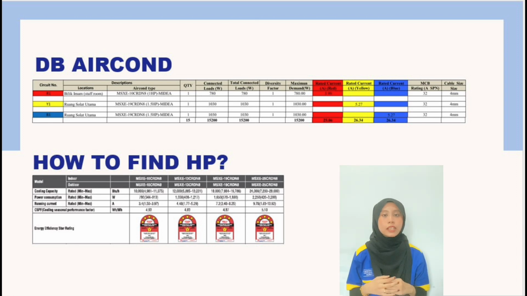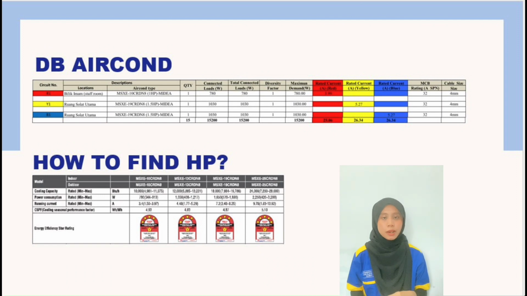For aircon, only 1 aircon per phase is allowed. The horsepower for the aircon can be calculated by the watt divided by 746 watt. For example, bilik imam 780 watt divided by 746 watt. So here I got 1.04 horsepower. So we use the aircon 1 horsepower in this room.